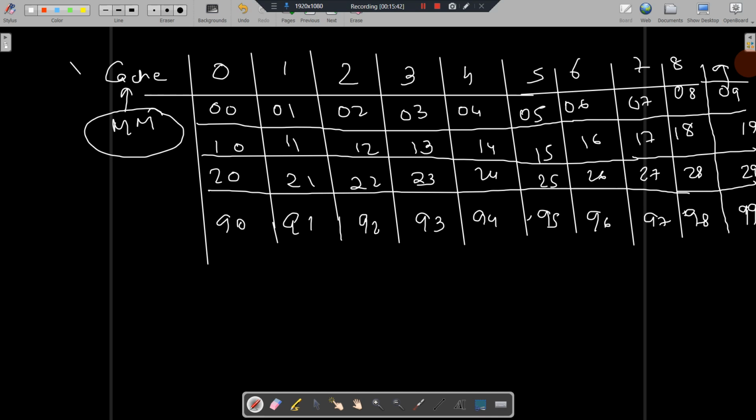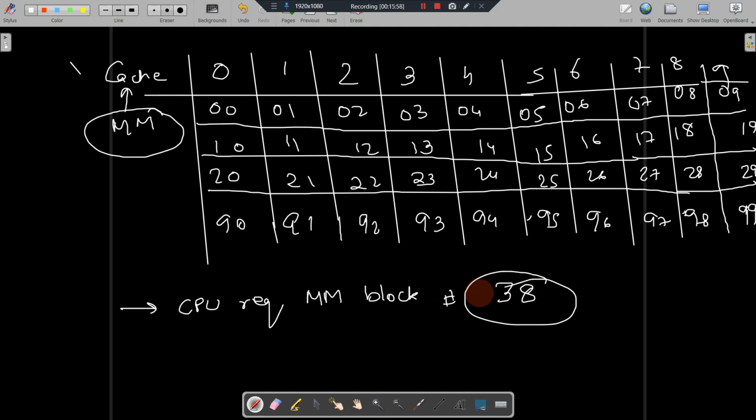Suppose the CPU requests main memory block number 38. Where will it be mapped in the cache memory? Which cache memory block will it be mapped to? How to find the pattern? I know we have to take a modulo with 10. So it will be mapped to cache memory block number 8.